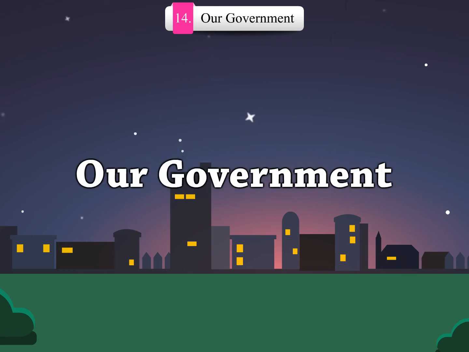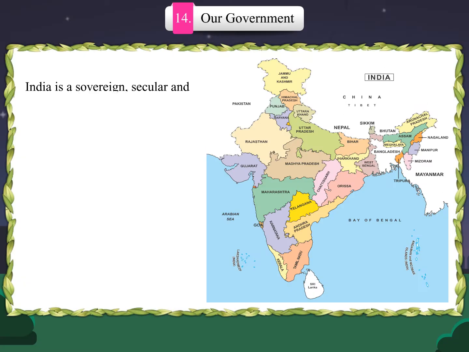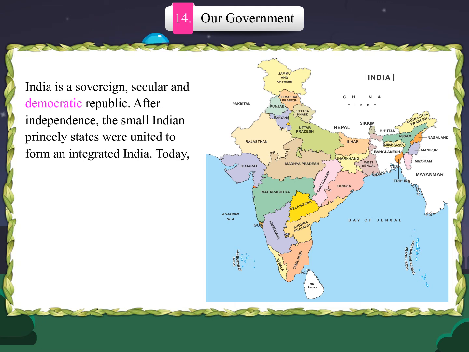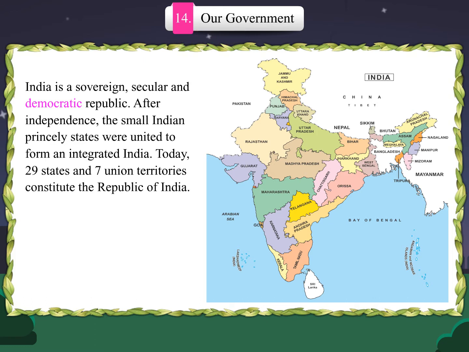Chapter 14. Our Government. India is a sovereign, secular and democratic republic. After independence, the small Indian princely states were united to form an integrated India. Today, 29 states and 7 union territories constitute the Republic of India.